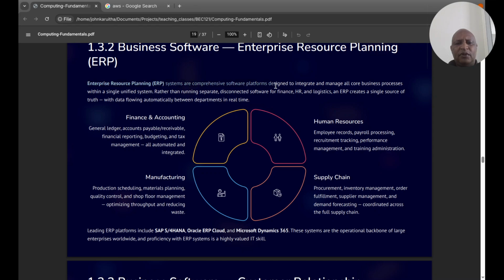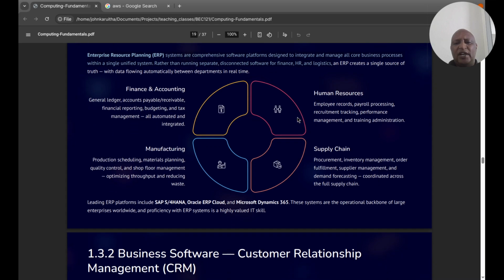These are comprehensive software platforms designed to integrate and manage all core business processes, so that we have a single source of truth. For example, at Karatina University, we have an ERP, a single integrated software that combines everything in the university. When I want to key in marks, I go to the ERP and key in marks. When the finance officer is paying salaries, they use the same ERP to create salaries. When I apply for leave, I use the same ERP to do that.